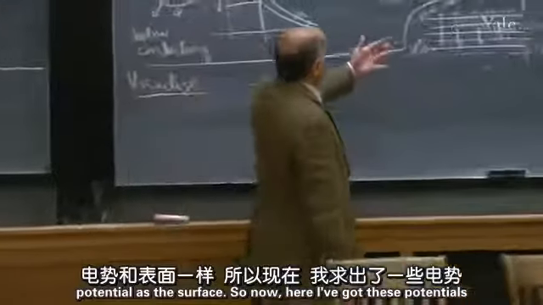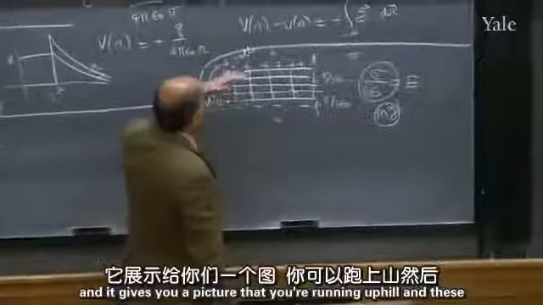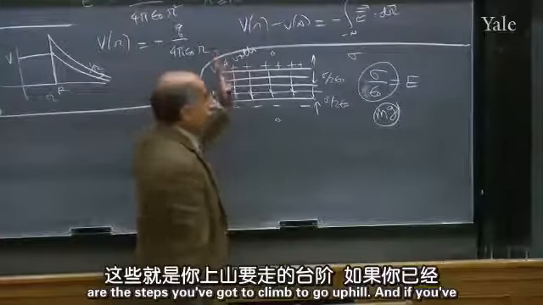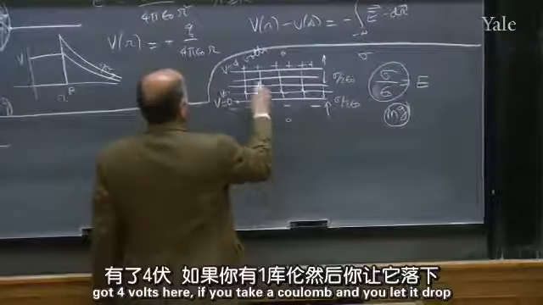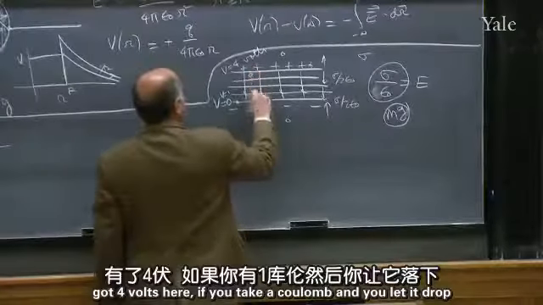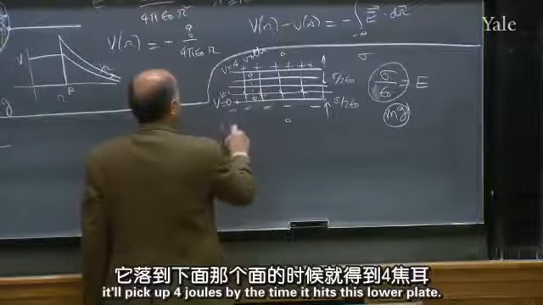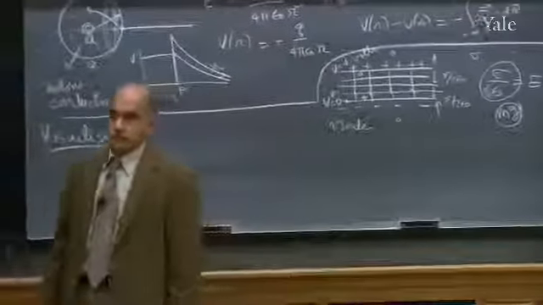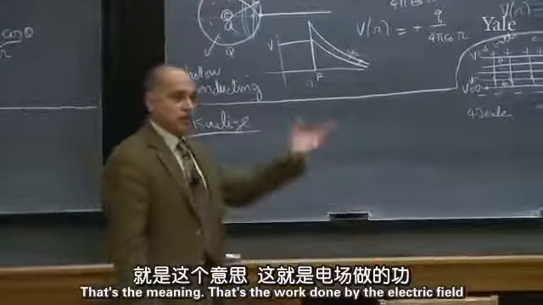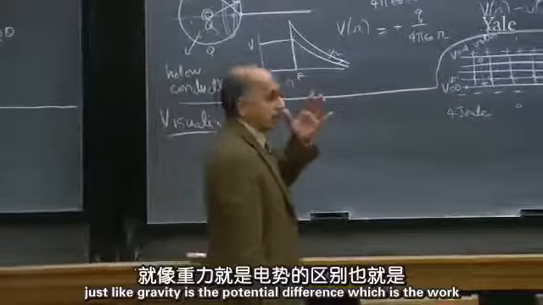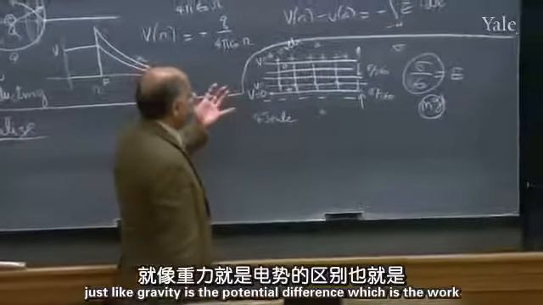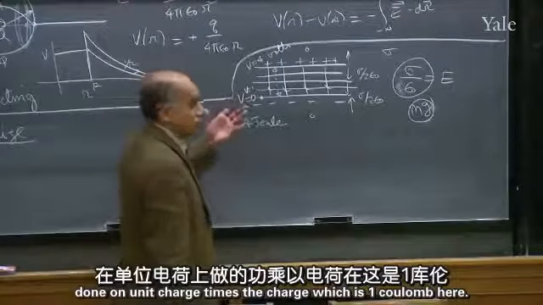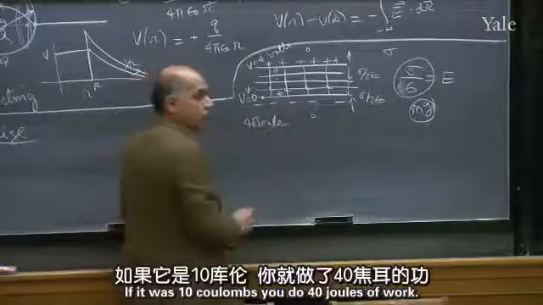So now, here I got these potentials, and it gives you a picture that you're running uphill, and these are the steps you got to climb to go uphill. And if you got 4 volts here, if you take a coulomb and you let it drop, it will pick up 4 joules by the time it hits this lower plate. That's the meaning. That's the work done by the electric field. It's the potential difference, which is the work done on unit charge, times the charge, which is 1 coulomb here. If it is 10 coulombs, you do 40 joules of work.